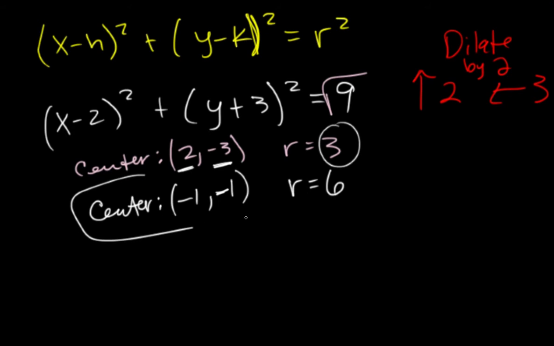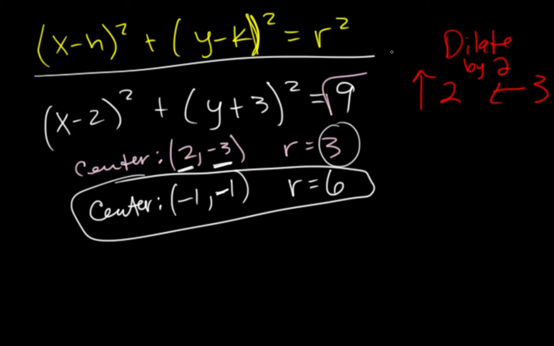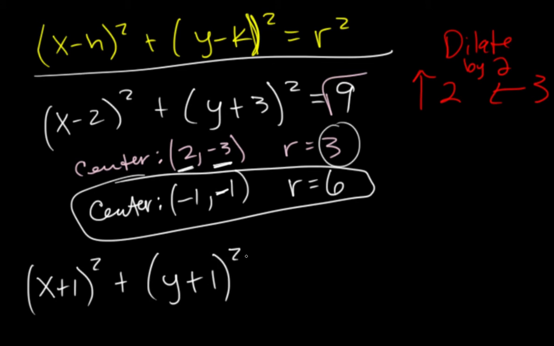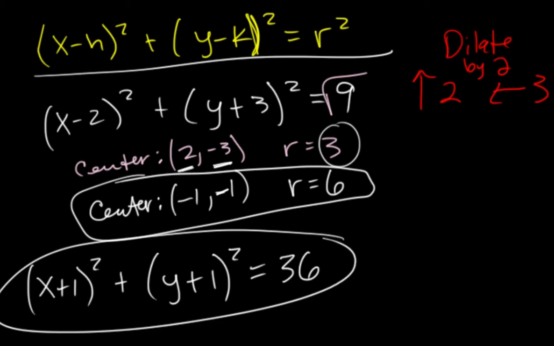So here's the new information, and then I just need to put it back in this form. So I'm going to say x plus 1, because I changed the sign, y plus 1, once again changing the sign, and then it's r squared, and so I get 36. And that's the equation of the new thing. Okay, once again, we start with something in this form.